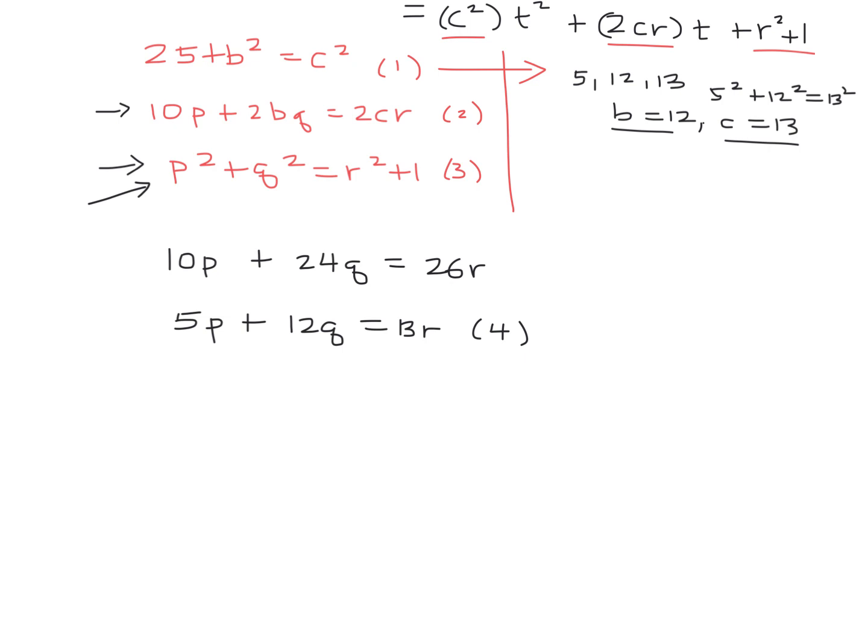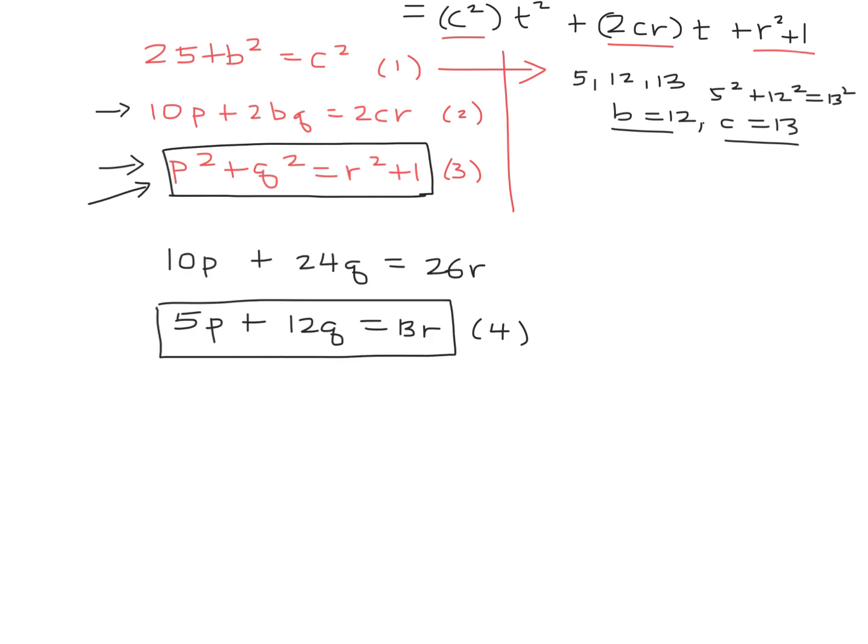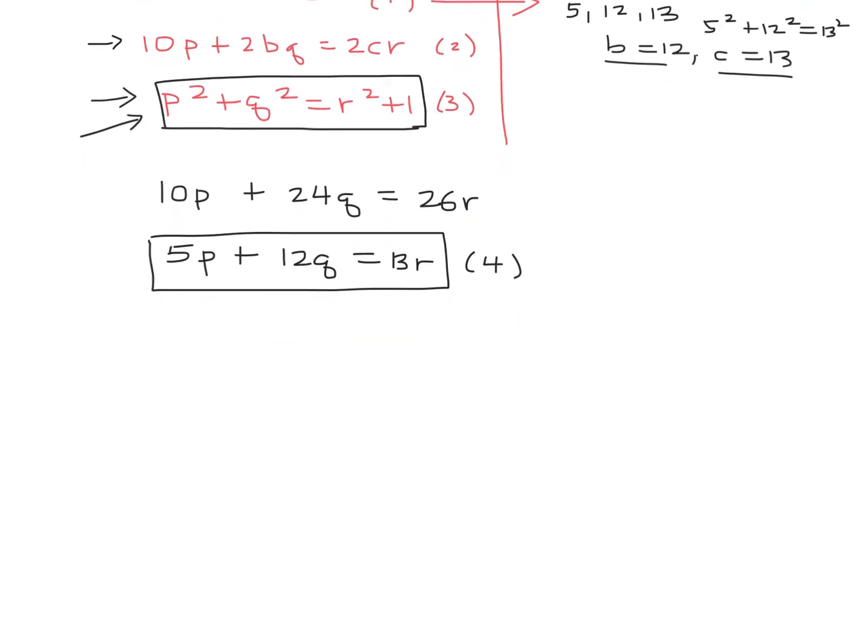P squared plus q squared. At this point, there's nothing to substitute here, because there's no B or C. But I have to somehow work with this guy and this guy. Those are the only two equations left. All right. And then, of course, knowing that B is 12 and C is 13.